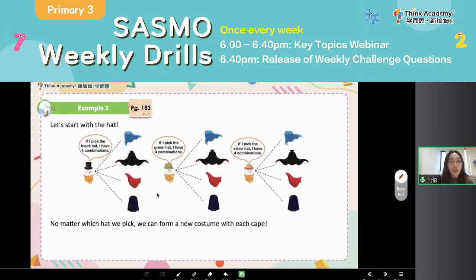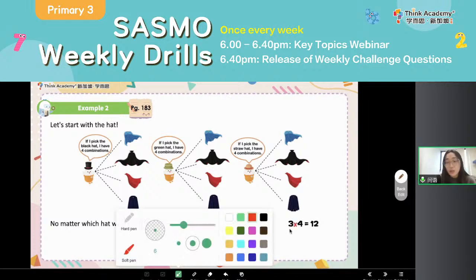Okay, so following this, let's start from the hat. For the first one, if I pick the black hat, I have 4 combinations. You can just draw out the straight lines. And then if I pick the green hat, I also have 4 combinations. What about if I pick the straw hat? Also, I have 4 combinations. So actually, everyone, you can see that no matter which hat we pick, we can always form a new costume with each cape, right? So altogether, it should be 3 times 4.